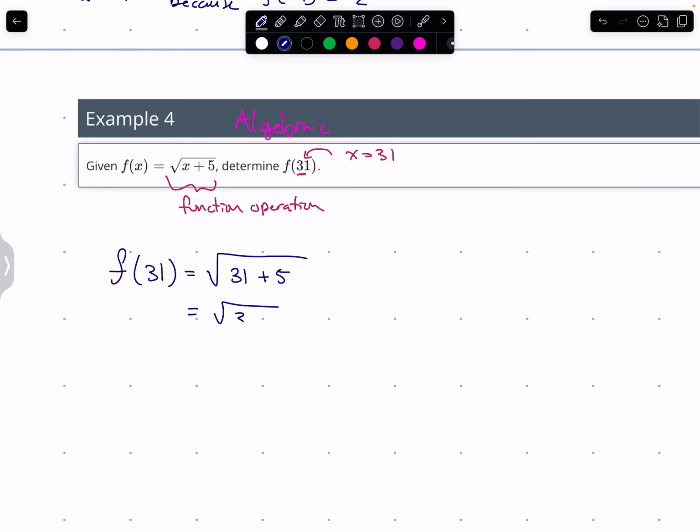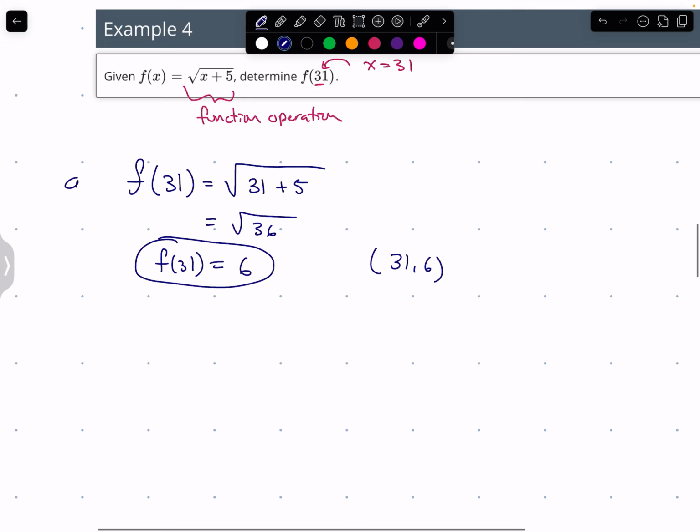I simplify that to 36, take the square root, and that gives 6. So that would correspond to the coordinate of 31 and 6. And I'd say as my final answer, f of 31 is equal to 6. That's the easy way when you're approaching algebraic approaches.